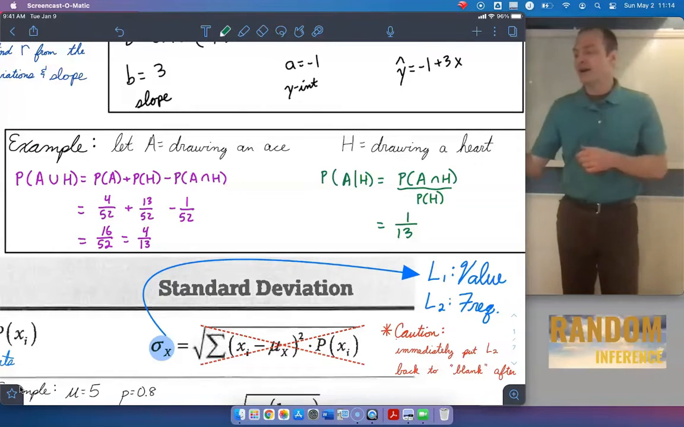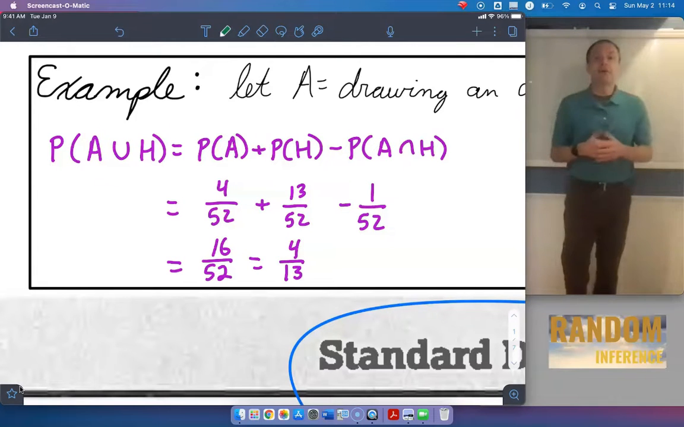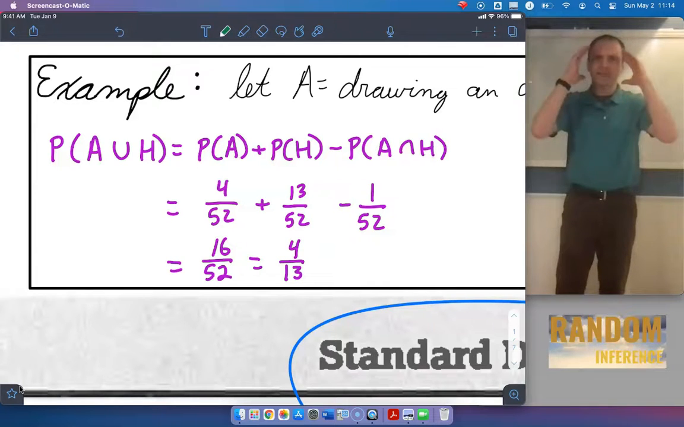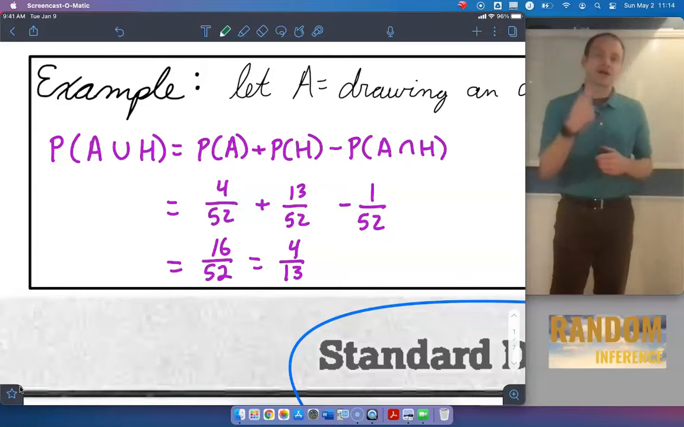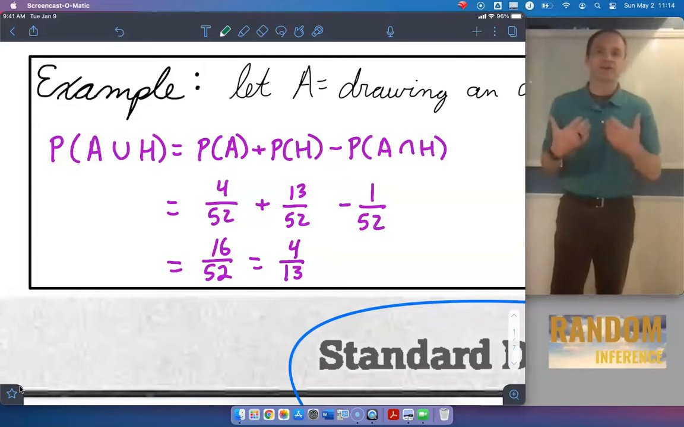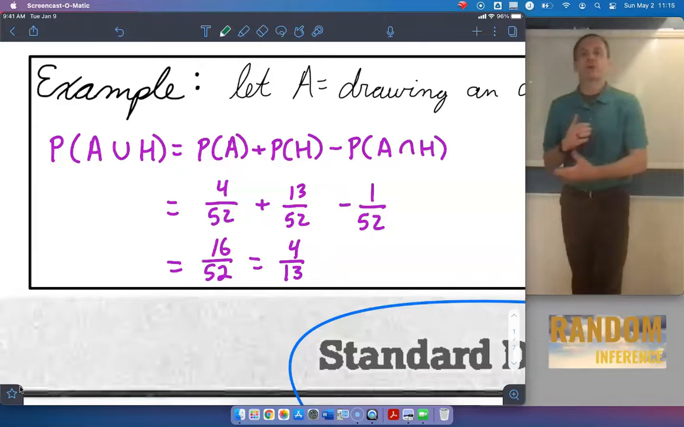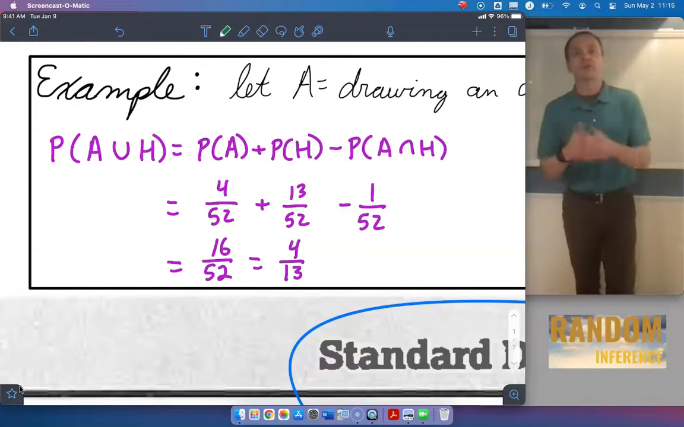So if I want to find the probability of drawing an ace or a heart, I'm going to define each probability separately. Probability of drawing an ace, 4 out of 52. Probability of drawing a heart is going to be 13 out of 52. But wait a minute. Is there any overlapping? Yes, that's the ace of hearts. So I'm going to subtract 1 out of 52. Of course, you really don't need to simplify, but I like to. So I simplified to 4 over 13. That's the basic application of the OR formula.